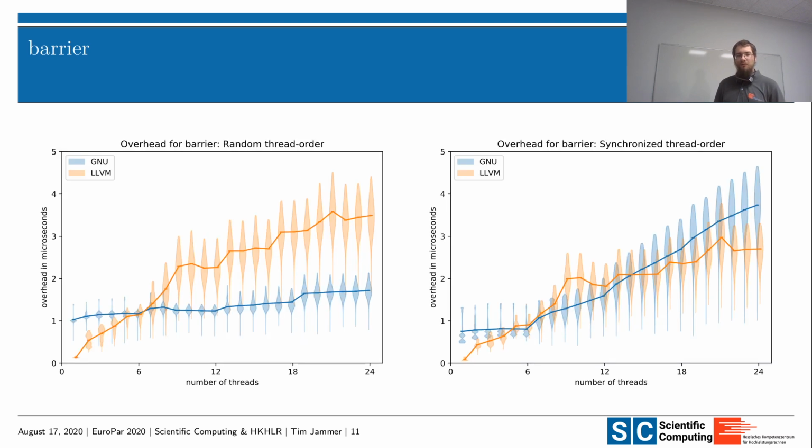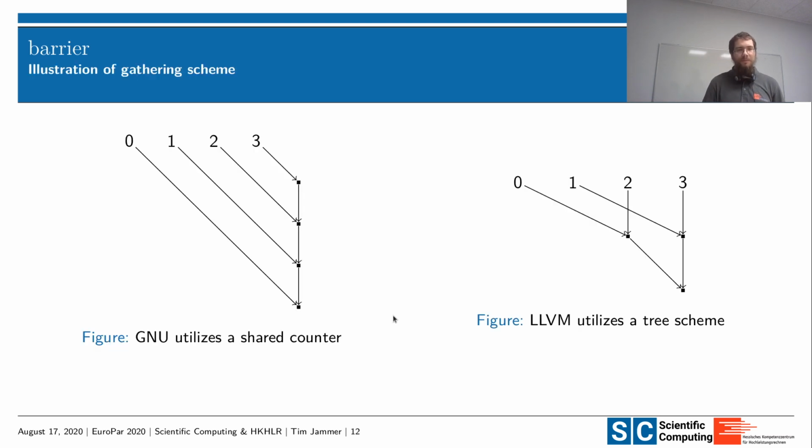But apparently the GNU implementation works very well if there is a small delay between the threads arriving at the barrier. So imagine that thread 0 is the last thread arriving at the barrier. The only thing that thread 0 has to do in this case is increment the counter by 1, and then all threads can proceed with the section after the barrier.